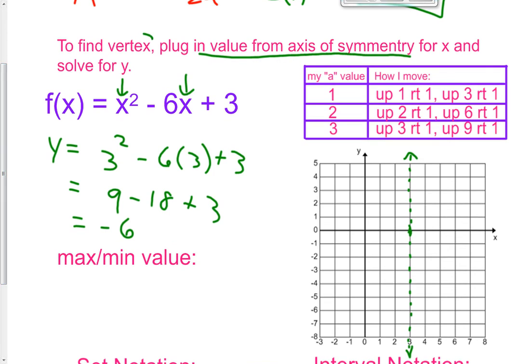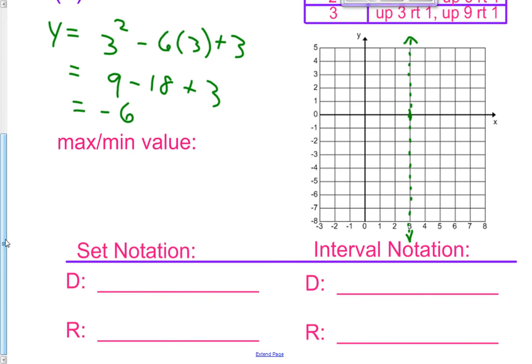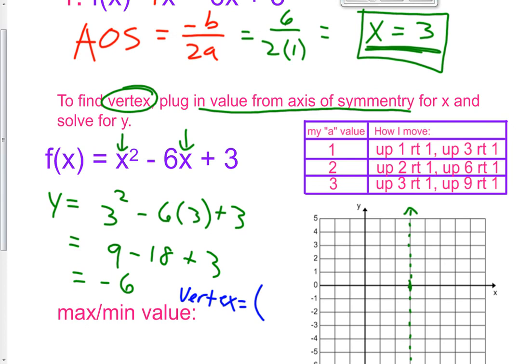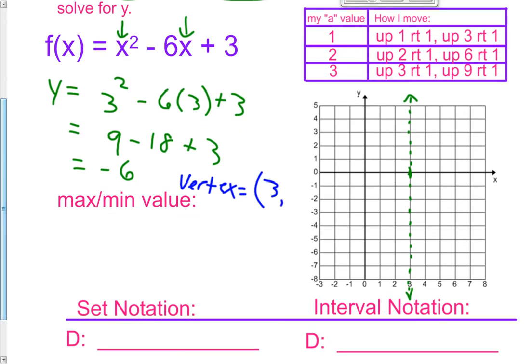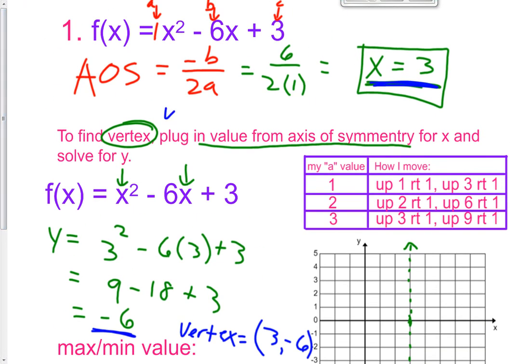So when we write our vertex, class, make sure we always write it as an ordered pair, because that's what our vertex is. It's an xy ordered pair. So our vertex is at the x-coordinate, the axis of symmetry, which we got to be 3, and the y-coordinate we found by substituting, which is a negative 6. So I'm just going to write that again. To find the vertex at any time, the vertex is the x-coordinate, negative b over 2a, which is our axis of symmetry, and the y-coordinate you'd find by substituting.